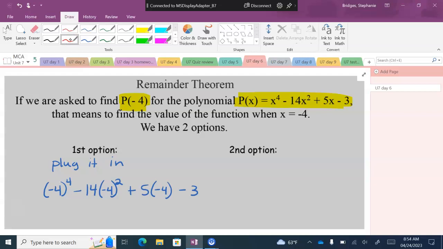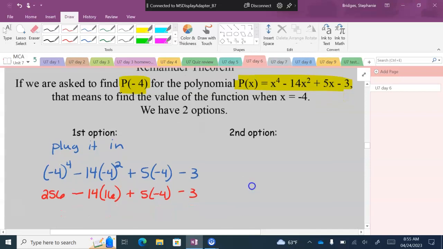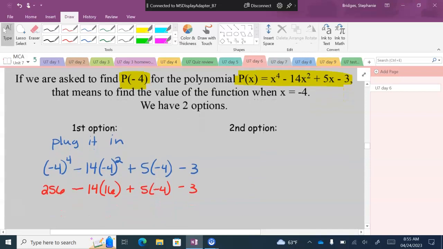So if I do negative 4 to the 4th power, that's going to be a positive 256. I'm going to bring that 14 down. Then I'm going to do negative 4 to the 2nd power. What's negative 4 squared? 16. And that's all of my exponents. So for right now, I'm just kind of bringing everything else down. Does everybody understand what I'm doing?